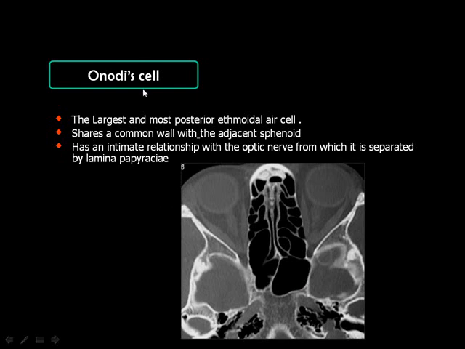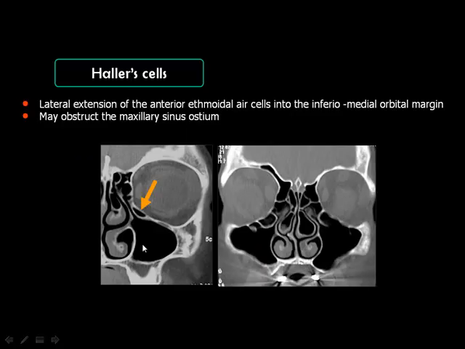You know that the Onodi cell is the largest, most posteriorly located ethmoidal air cell. This is the site of the Onodi cell, and it is intimately related to the sphenoid sinus. Also, it has a good relation to the optic nerve canal. This is what we call the Onodi cell.